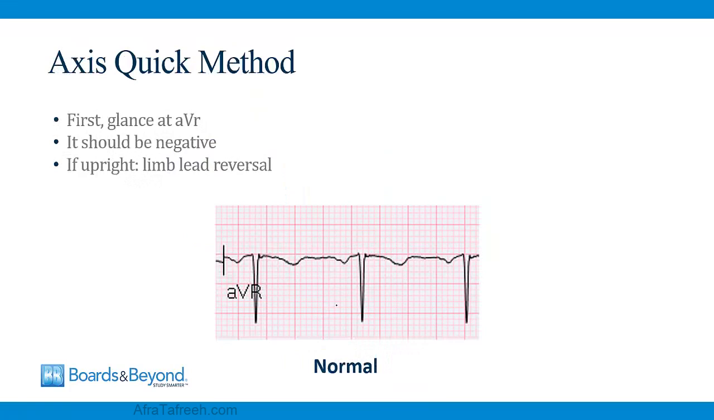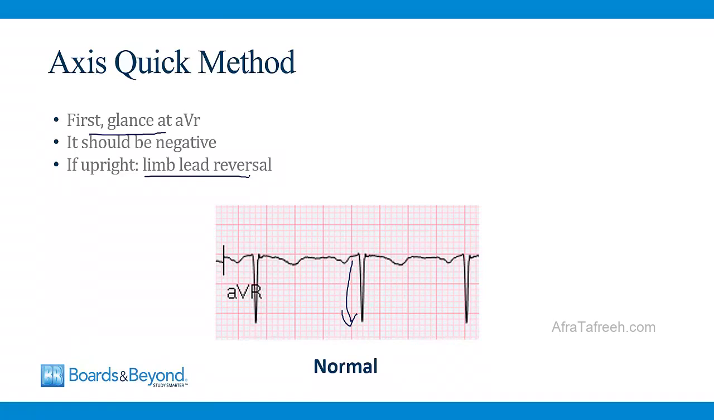Now that method I just showed you is very cumbersome, and you will rarely actually do that. Instead, the way most people determine the axis is by using the quick method, which I'll show you now. So in order to do the quick method of determining QRS axis, the first thing you do is glance at lead aVR. Lead aVR should always be negative in all normal hearts. If lead aVR is not negative, something is wrong. Usually it means the leads have been placed incorrectly. There's a reversal of the limb leads. Very rarely it can mean patients have a condition called dextrocardia where the heart is on the right side of the chest, but that's extremely rare. Usually when aVR is upward, it means there's limb lead reversal.